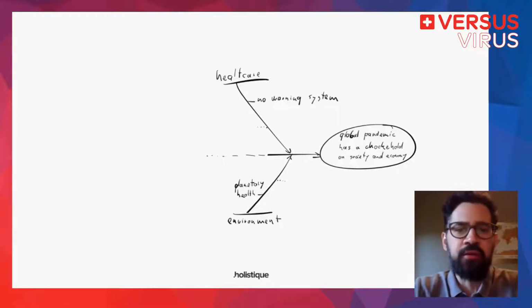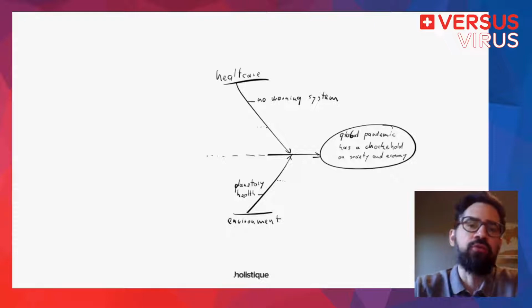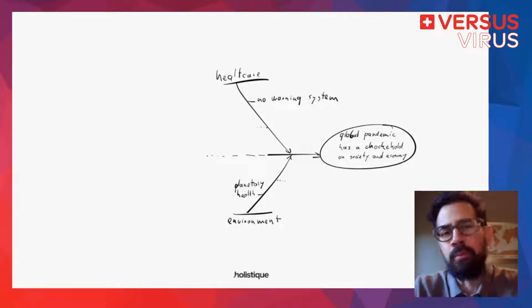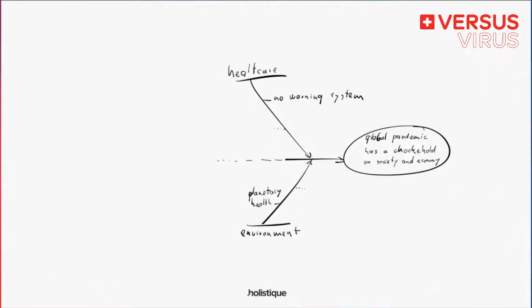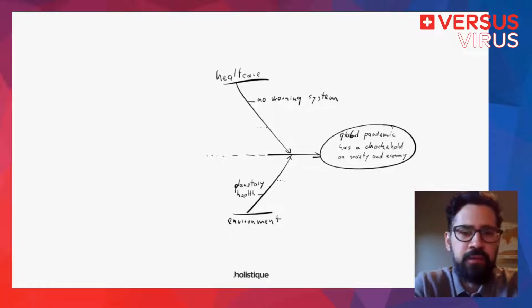So for something around COVID, the problem might be that there's a global pandemic that has a chokehold on society and economy. Of course, it is a very big, broad problem, so not an ideal one, but still you can start breaking it down: what caused this? For example, healthcare was an issue, so there was no warning system built into the system, or there was a warning system but it wasn't working properly. Then you can also look at the environment.